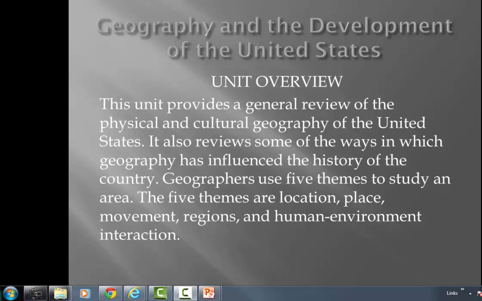So the first thing is the unit overview. This unit provides a general review of the physical and cultural geography of the United States. It also reviews some of the ways in which geography has influenced the history of the country. Geographers are going to use 5 themes to study an area. The 5 themes are location, place, movement, regions, and human-environment interaction. And throughout this lecture, we're going to give you examples of all 5 of those so you're prepared for them when you see them throughout the course.